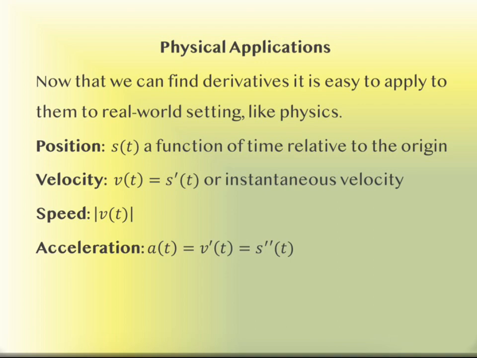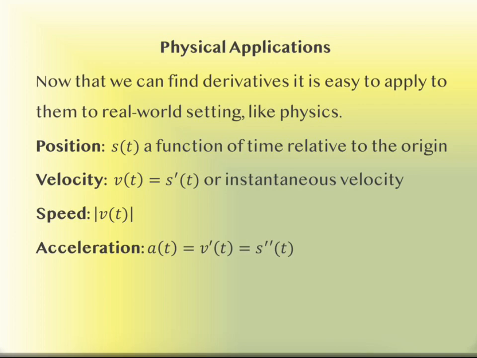Okay. So this is directly applicable to real-life settings like physics. Now that we can find derivatives, it's easy to apply them to real-world settings like physics. If we have a position function, position means your location in time and space, s of t, and we take its derivative, what we're actually finding is its velocity. Velocity is kind of like speed, like speed with direction. And then if we take the derivative of velocity, we get acceleration.